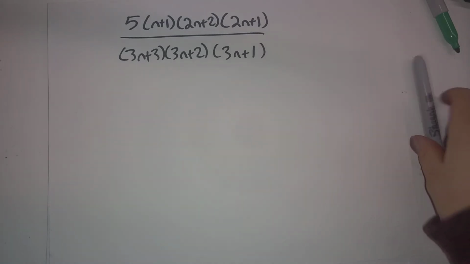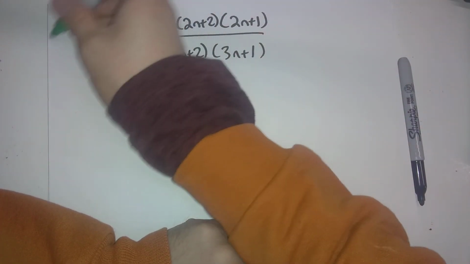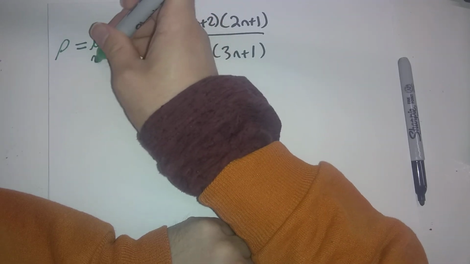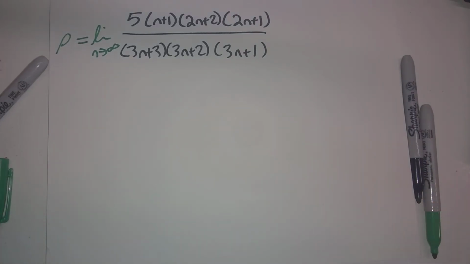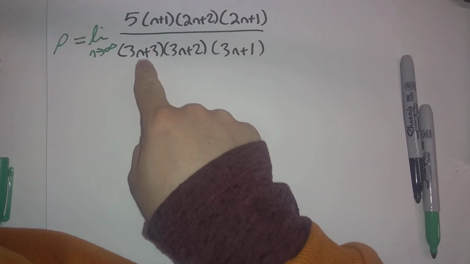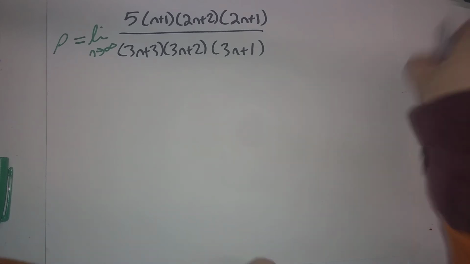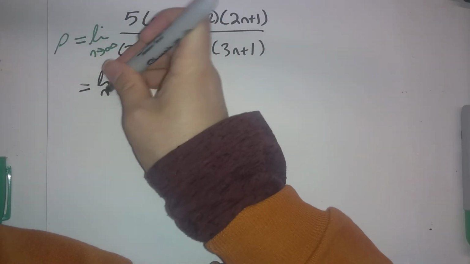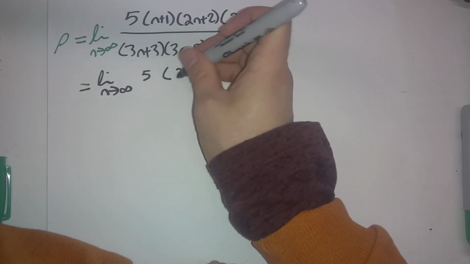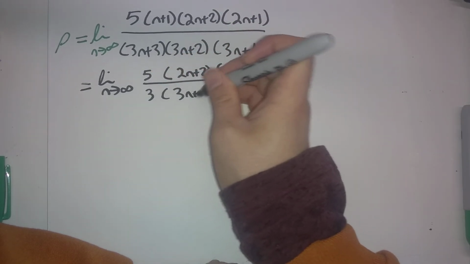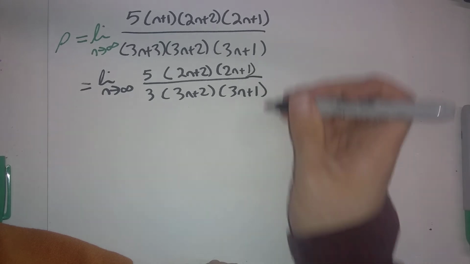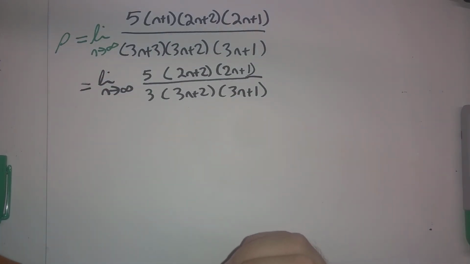And so the ratio test now tells us that rho is the limit as n goes to infinity of this ratio right here. At this point, we just have to tackle this. I think we can simplify just a little bit. 3n plus 3 is 3 times n plus 1. So this becomes the limit as n goes to infinity of 5 times (2n plus 2) times (2n plus 1) divided by 3 times (3n plus 2) times (3n plus 1). And so we have to determine this limit.